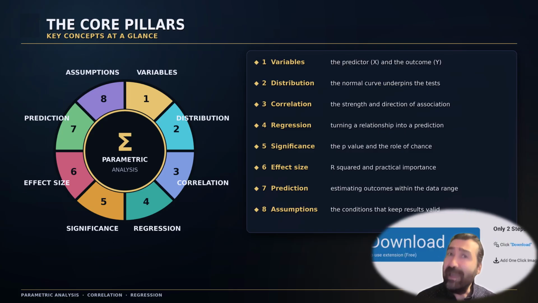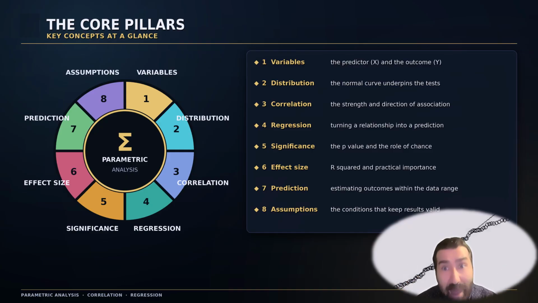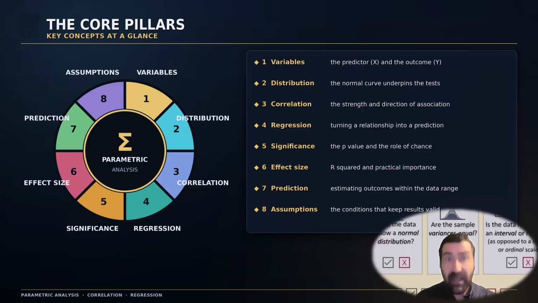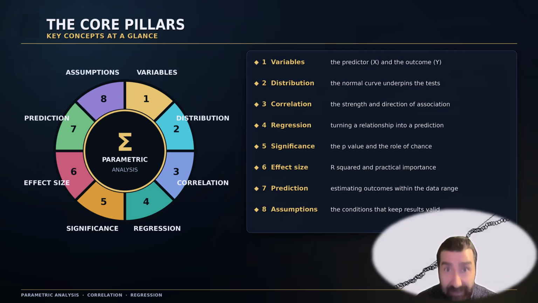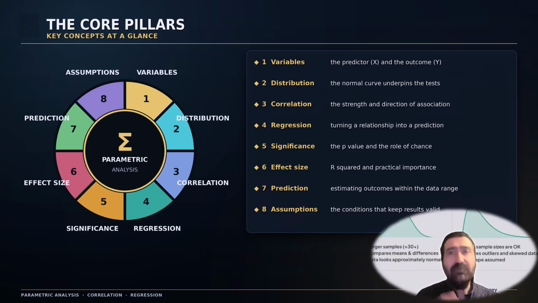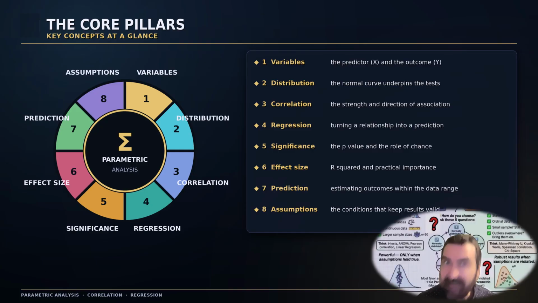Now, before we go any deeper, let me hand you a map of where we are. Because everything in parametric analysis really comes back to a small handful of core ideas. Picture them as the pillars holding up the whole structure. We have the assumptions, these conditions we just covered that keep our results valid. We have variables, the predictor and the outcome, the two things we are relating to each other. We have the distribution, the normal curve sitting underneath it all.